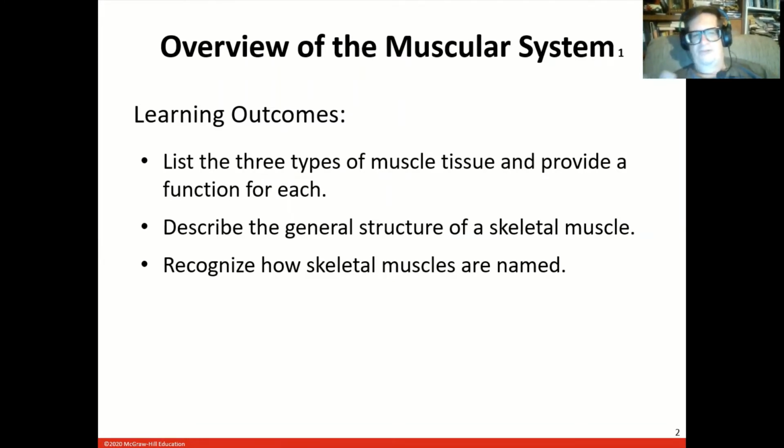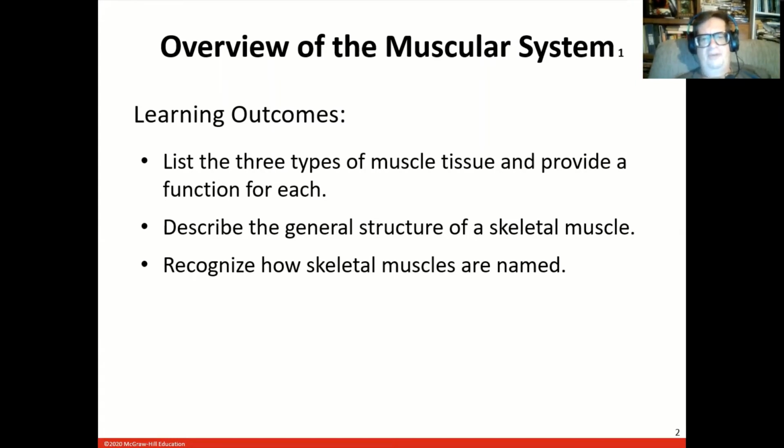That just means they have stripes. It's because all the fibers line up in the same way, and so minor tiny structures that you can't otherwise see are easy to see when the fibers are all aligned. I'm talking about lines of actin and myosin, and we'll get into that. But anyway, the first two, the cardiac muscle and the skeletal muscle, are striated.